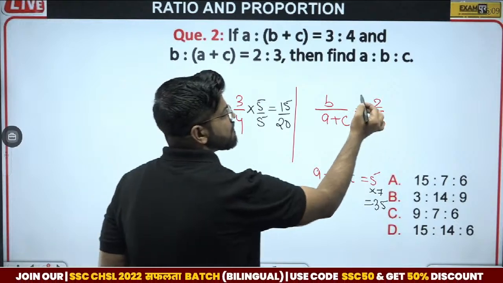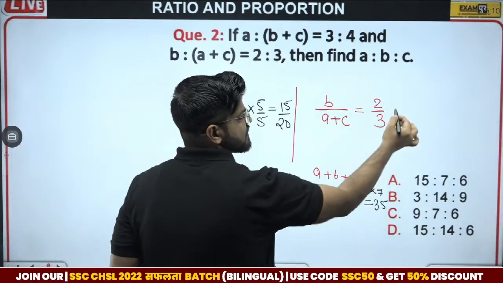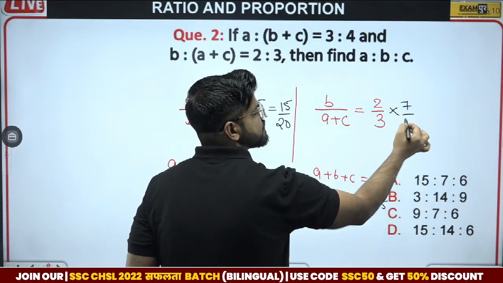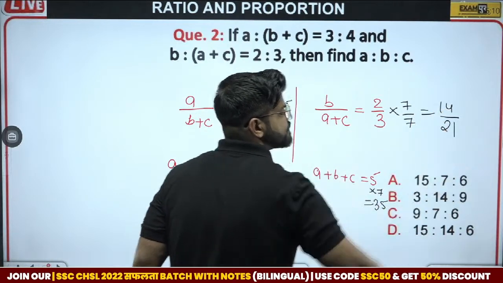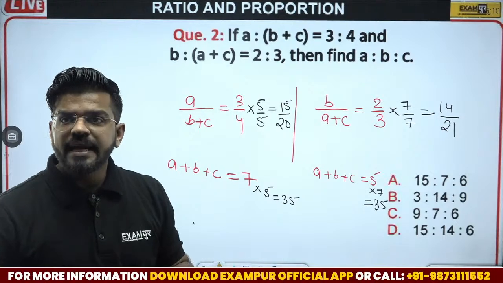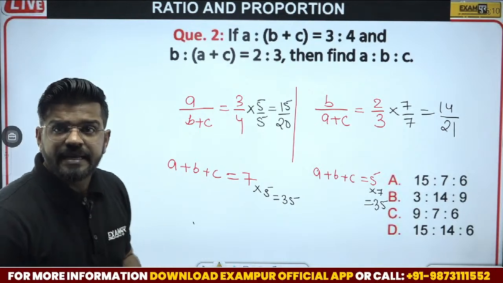So here we have multiplied by 7. So now we are going to multiply both the sides. We are getting 14 here and 21 here. Now we have to directly compare.